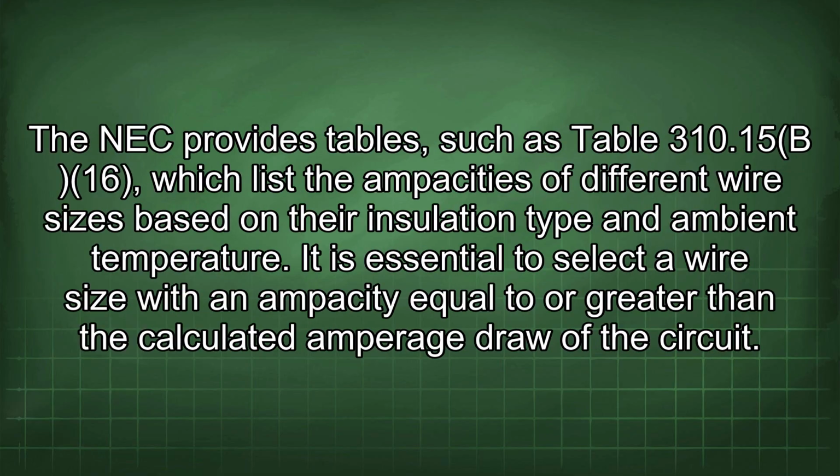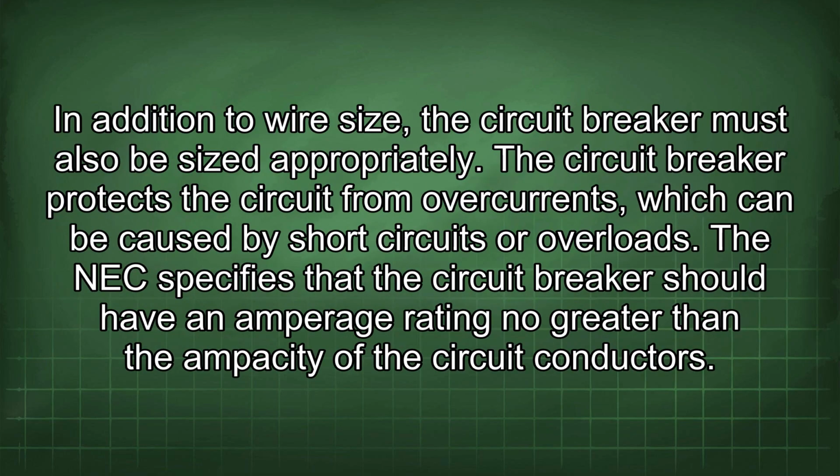The NEC provides tables, such as Table 310.15(B)(16), which list the ampacities of different wire sizes based on their insulation type and ambient temperature. It is essential to select a wire size with an ampacity equal to or greater than the calculated amperage draw of the circuit. In addition to wire size, the circuit breaker must also be sized appropriately.